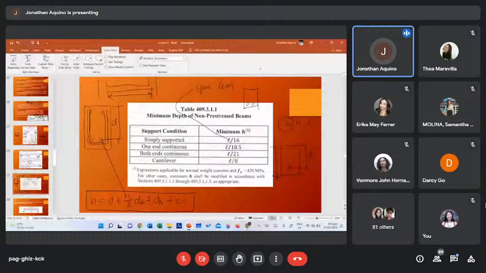Then for cantilever, L over 8. So yung cantilever natin, yung mga beam natin na walang bearings. So ito yung cantilever. So cantilever, L over 8. So makikita ninyo, pag cantilever, mas makapal yung required na H compared to other support conditions ng beams.